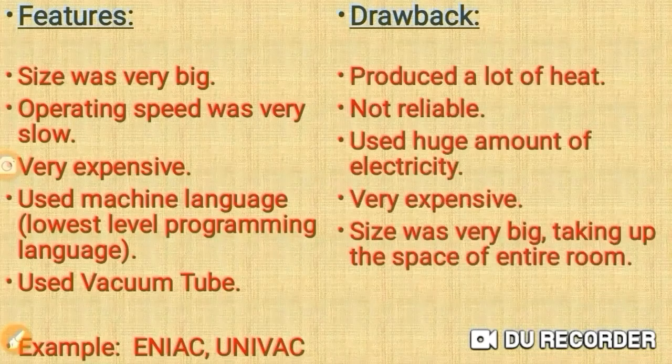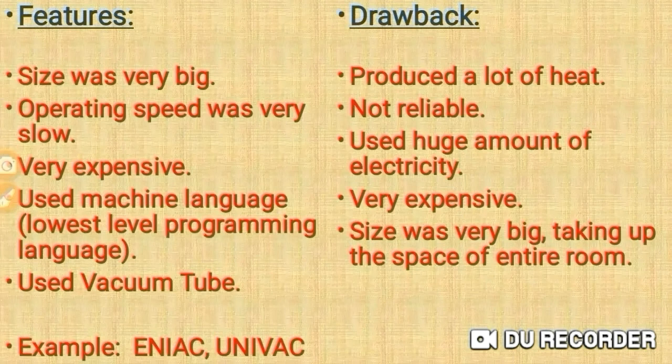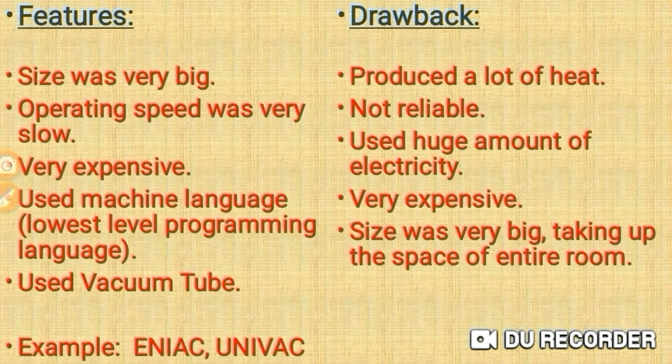Now see the drawbacks of this generation of computers. As they were very big in size, they consumed a lot of electricity, and they produced a lot of heat. Why did they produce a lot of heat? Because they consumed a lot of electricity. So working on these computers for a long time was not possible. They were not reliable. They used a huge amount of electricity. They were very expensive. All these are the drawbacks of the first generation computer.